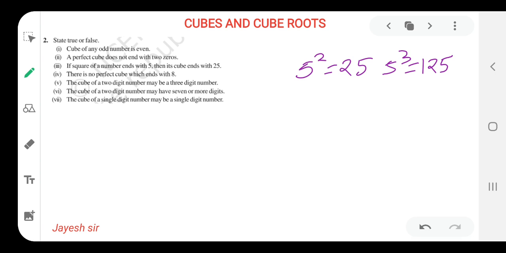Now let us begin with the next and check whether it is correct for all or not, because 15 square is 225 and cube of 15 is, what is the cube of 15? 15 cube is 3375.